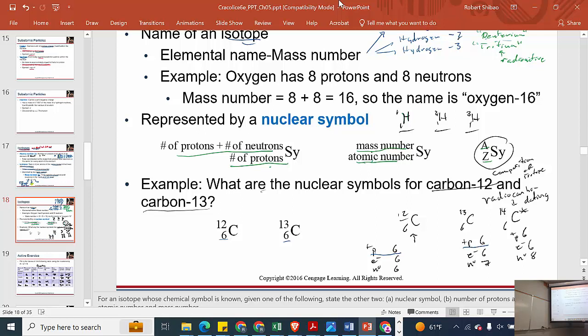Carbon-14 is another, but is carbon-14 stable? Carbon-14 is radioactive, and it is used for radiocarbon dating. It's got too many neutrons. We'll talk about it later. But this is 6 protons here as well. So they all have 6 protons. The 6 protons means it has the properties of carbon. The number of neutrons can vary.